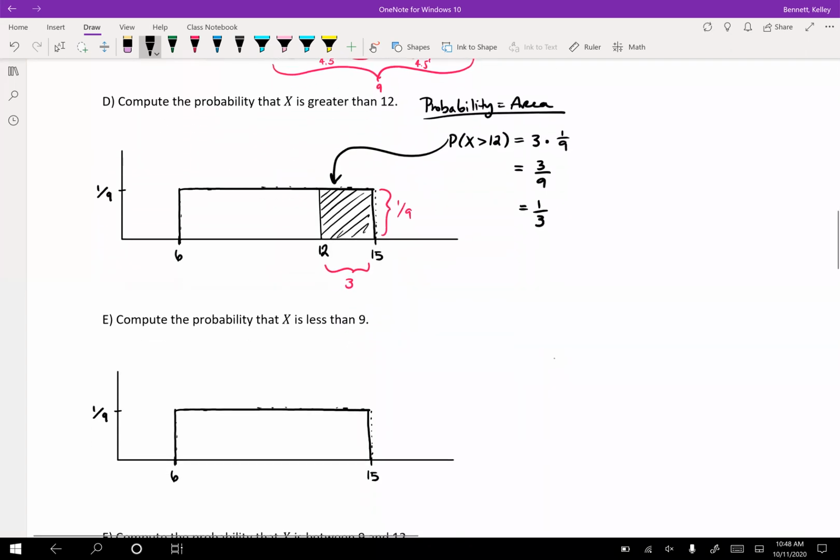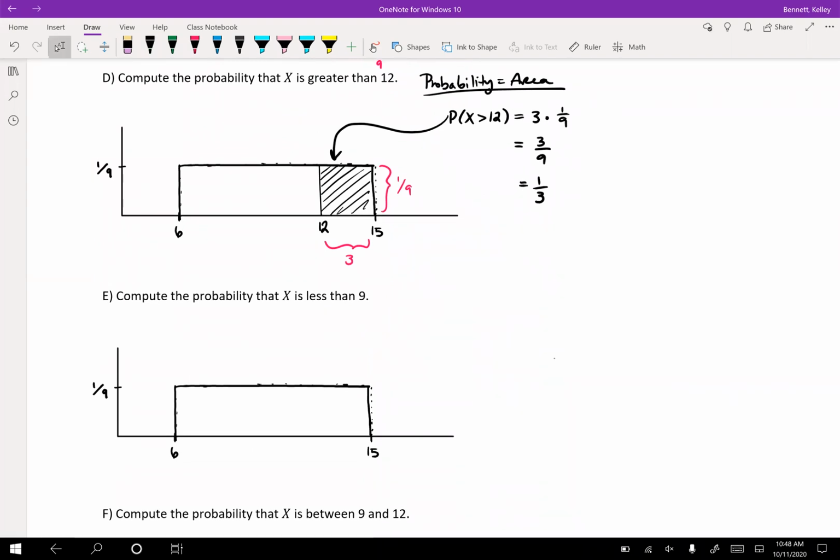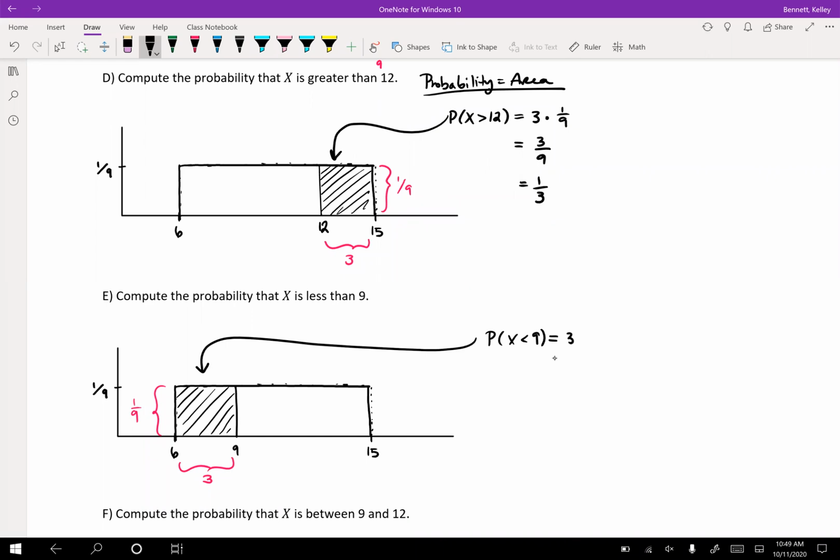All right, let's compute the probability that x is less than 9. So let's say 9 is here. So now I'm looking at this area right here. So we're in the same boat. We've got a base of 3. We've got a height always of 1/9. That's never going to change. And so our probability that x is less than 9 is the same thing as this area right here. So we just need to compute this area. Again, it's 3 times 1/9, which is going to be 3/9, or 1/3.